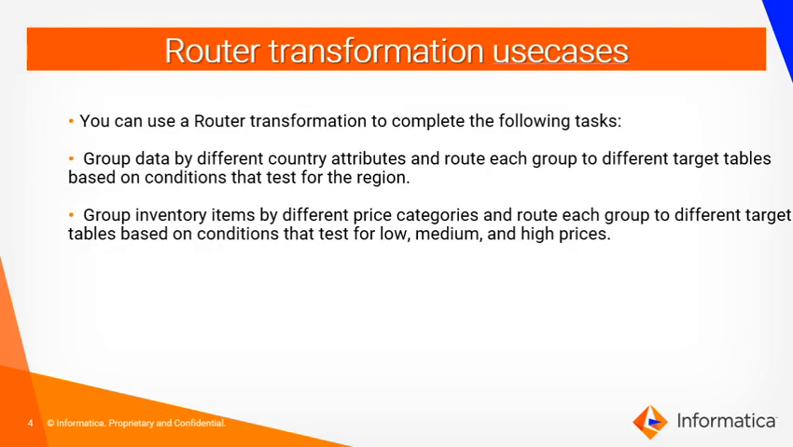Let us look at some of the use cases where router transformation can be put to use. You can use router transformation to group data by different country attributes and route each group to different target tables based on conditions that test for the region. Another example would be to group inventory items by different price categories and route each group to different target tables based on conditions that test for low, medium, and high prices.